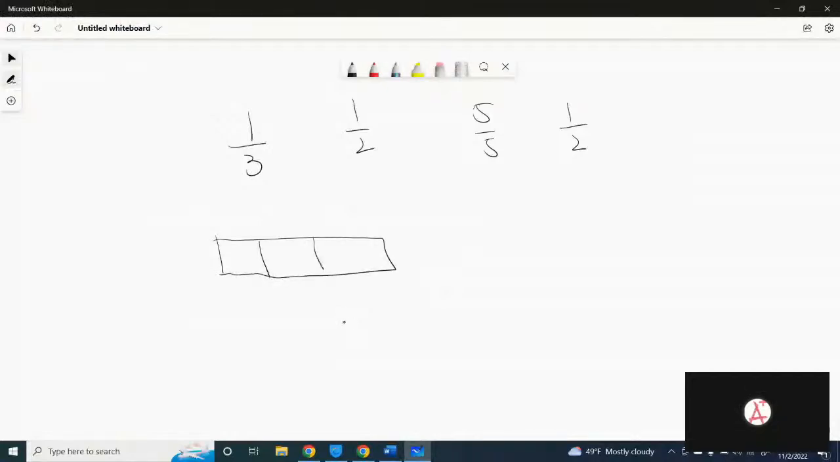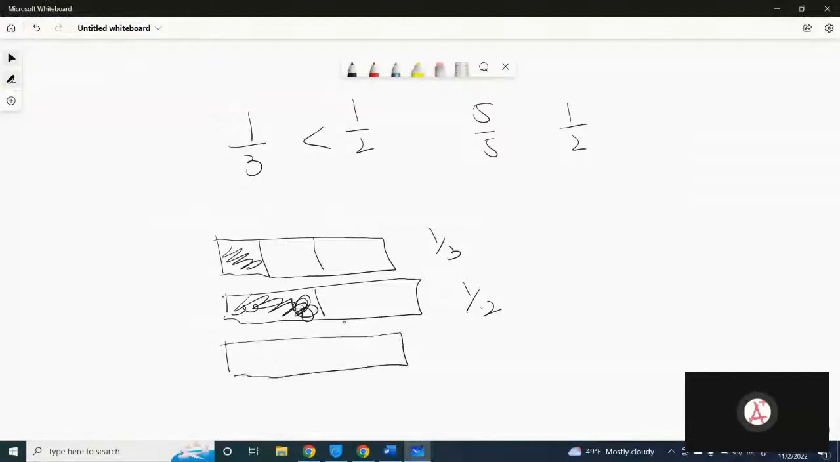1, 2, 3. Okay, out of 3, just 1 is colored. But this is 1 over 2. So which is greater? 1 by 3 is greater or 1 by 2 is greater? 1 by 2 is greater. 1 by 3 is less than 1 by 2. Got it? Now 5 over 5. 1, 2, 3, 4, 5. And all 5 are colored.